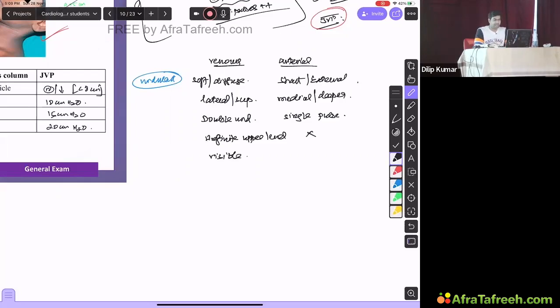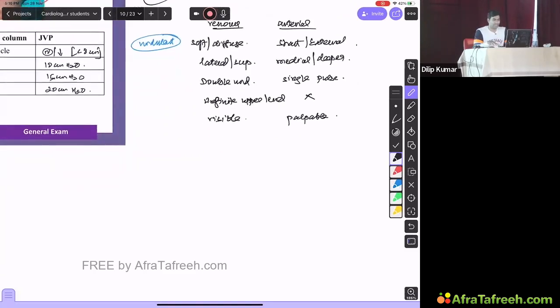Venous pulsations are better visible. They are practically impalpable. Arterial pulsations are palpable, sometimes can be visible. Okay, it's usually palpable, but sometimes can be visible also. But venous pulsations are usually visible only. Mostly it's impossible to palpate a venous pulsation, because even if you keep a slight amount of pressure, they will get obliterated because the pressure in the venous system is very, very low.